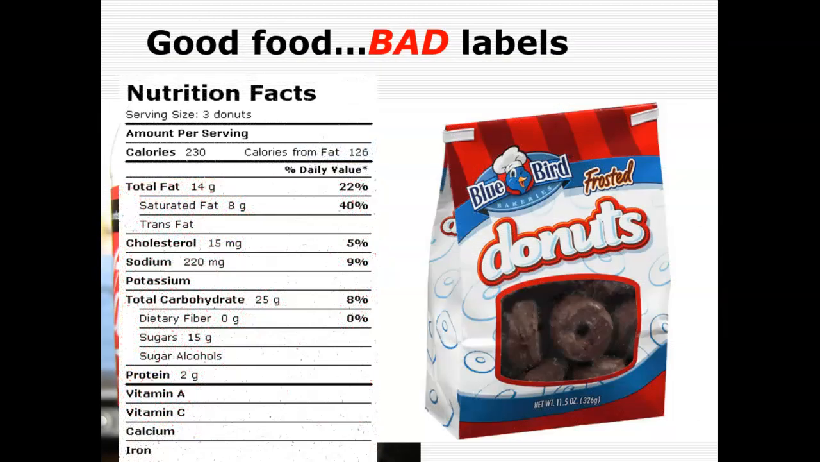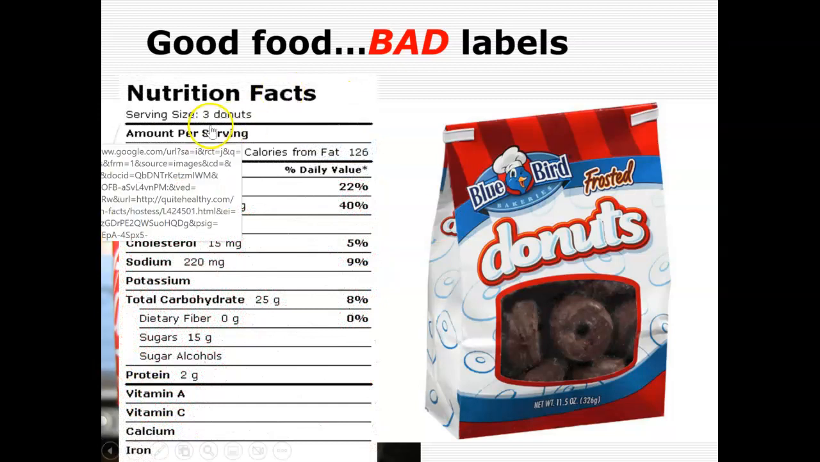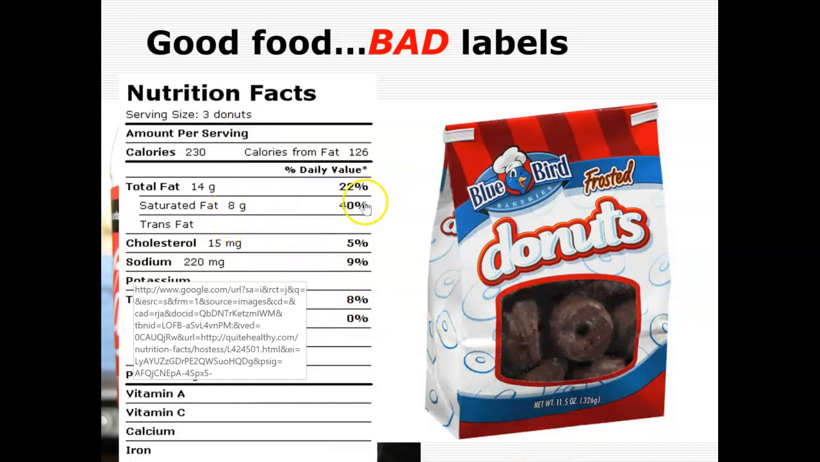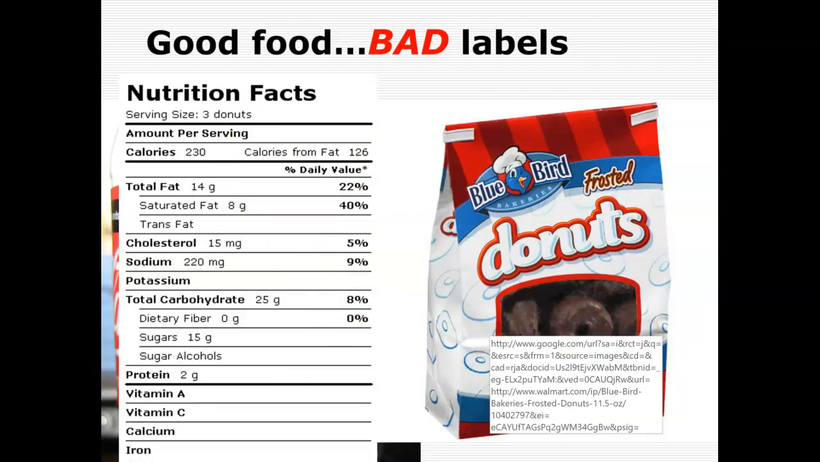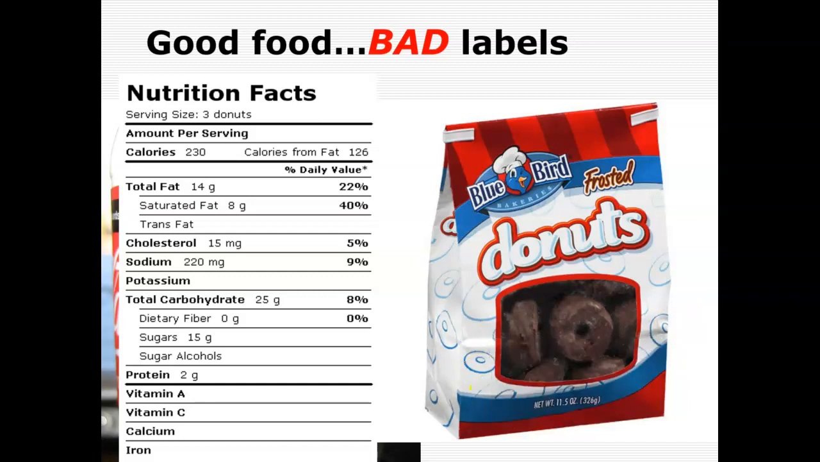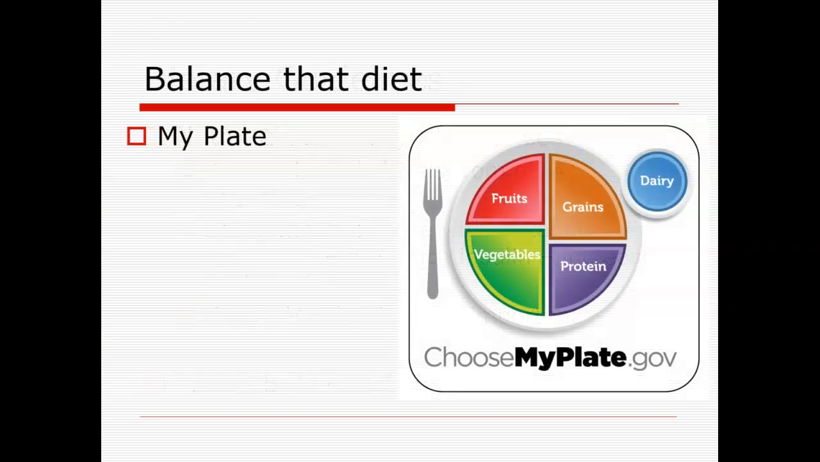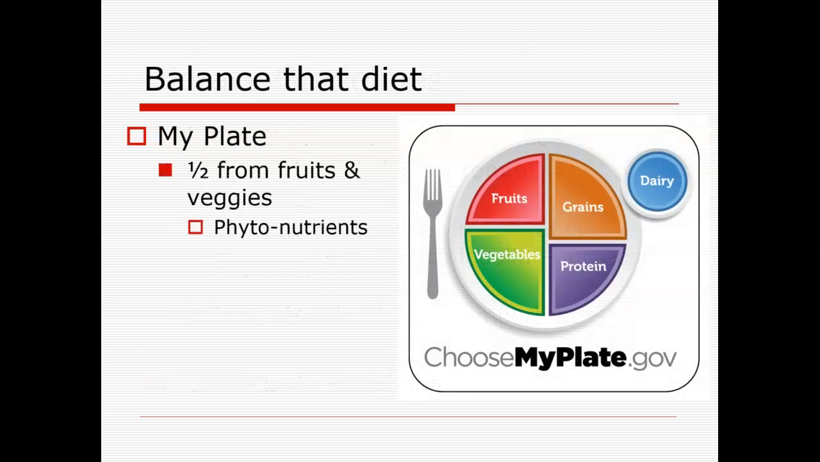Oh, there's those donuts. Look at these donuts. This is the donut food label. Only 3 donuts per serving, and look, you're getting already 40% of your saturated fat in 3 measly little donuts. Yeah, that's not even worth it to me. I talked a little bit about the My Plate stuff. We can talk a little bit more and follow up on those.